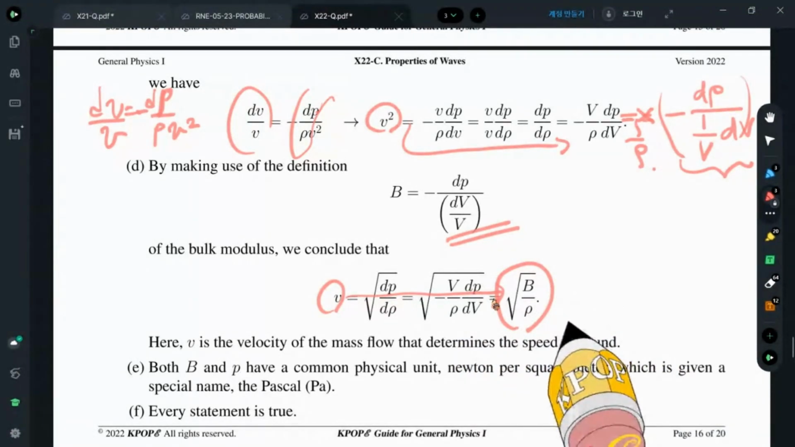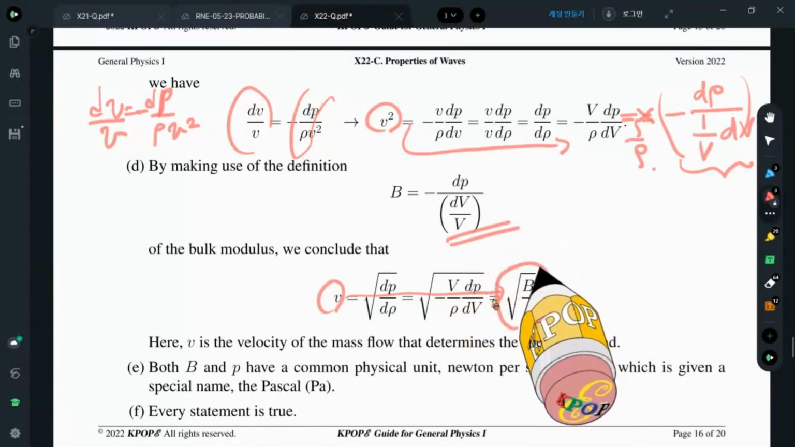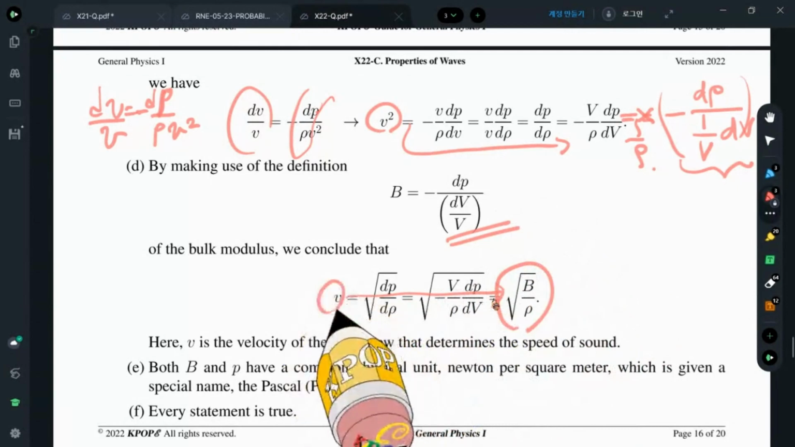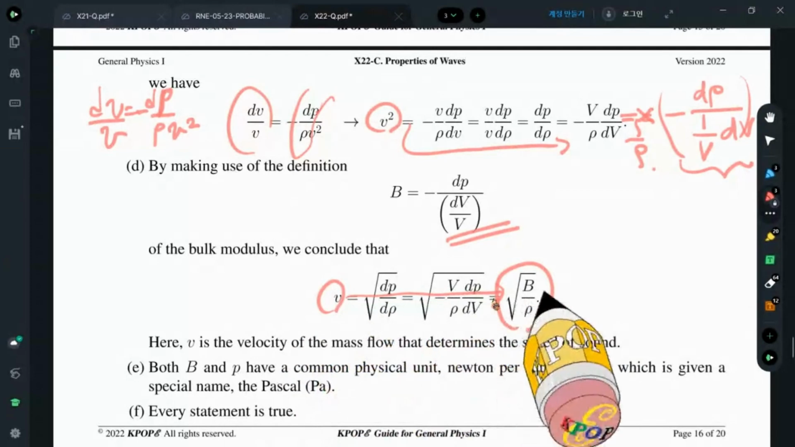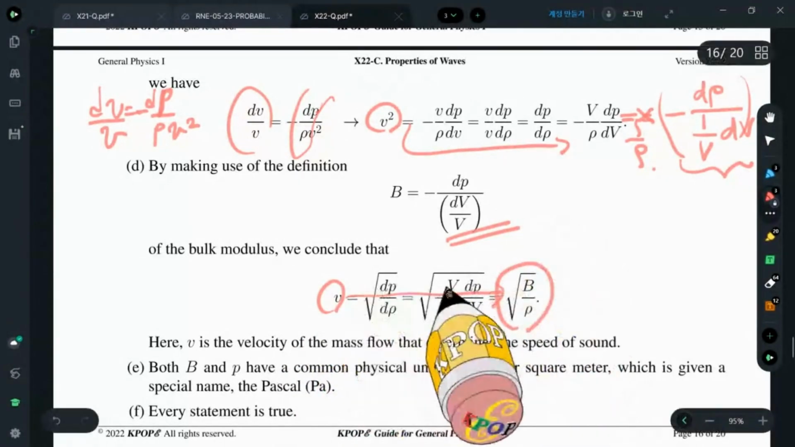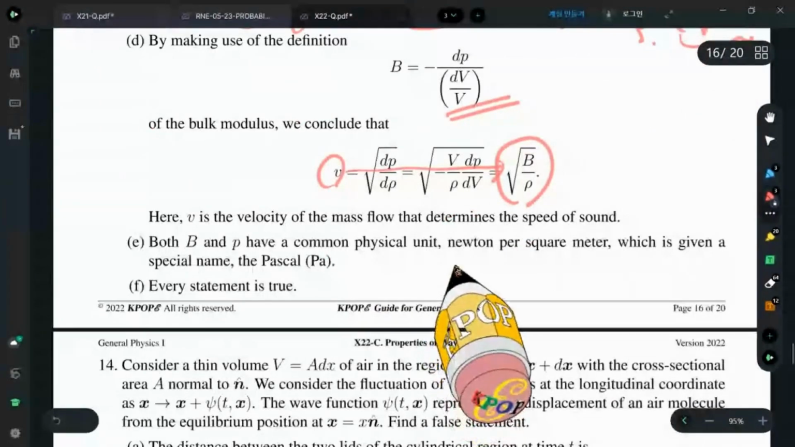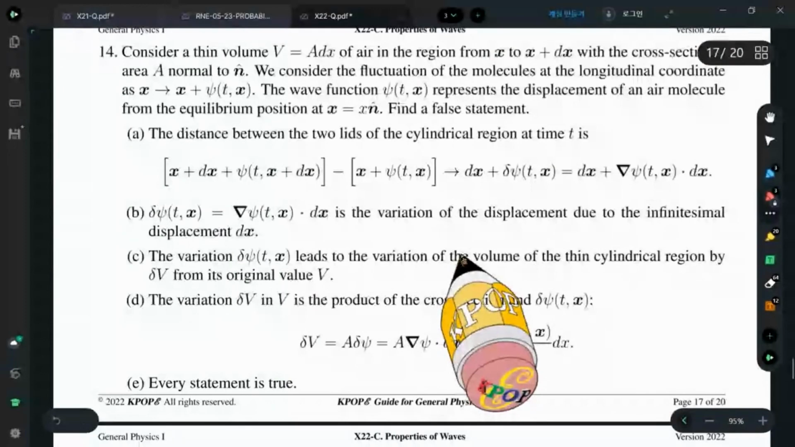All right, so through this tedious but straightforward computation, we end up with the fact that the speed of sound is expressed as the square root of the bulk modulus divided by the density of the air molecule.